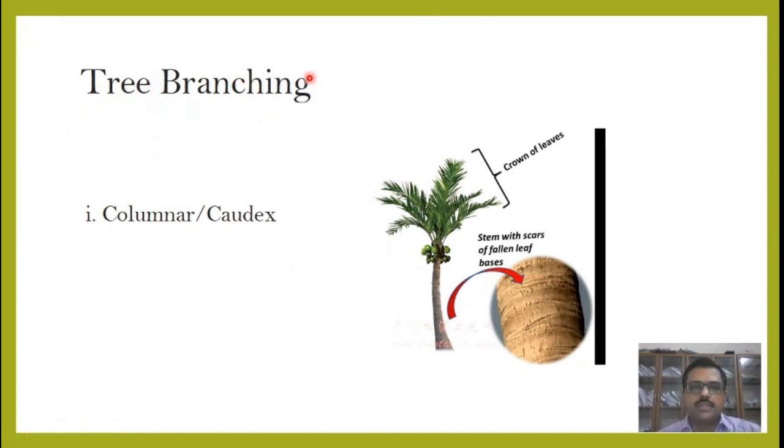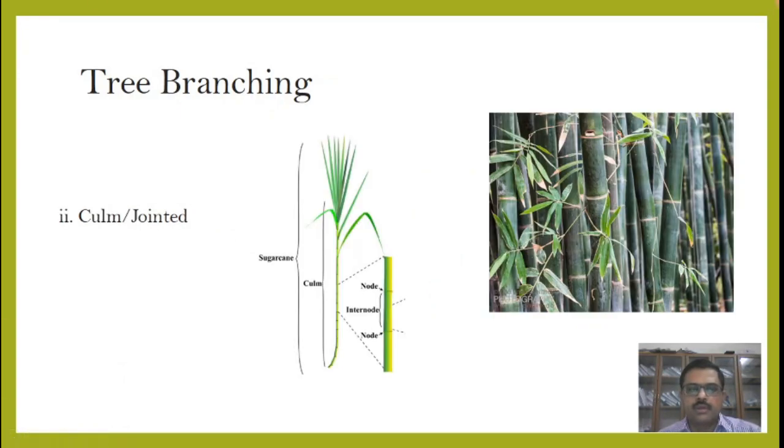Now when we come to branching, we see certain types of stems. Some stems are unbranched. They do not show branching, like in the columnar stem or caudex found in palms. We find a single cylindrical stout unbranched stem with a crown or tuft of leaves at the top. There are no leaves on the stem. The leaves are all arranged at the top of the stem in the form of a crown, and the stem is characterized by the presence of leaf scars on its surface because the leaves get shed off constantly. So this is found in palms.